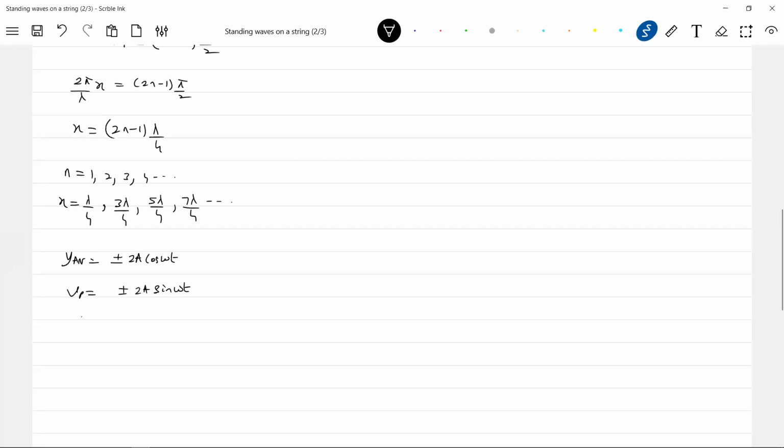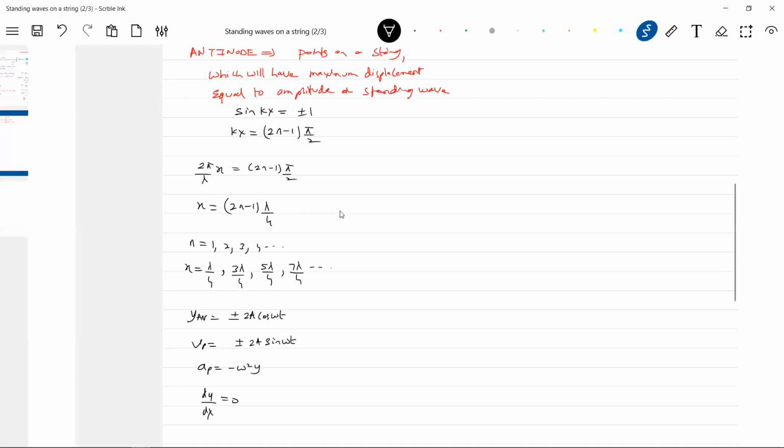What about the acceleration? Acceleration as usual, omega square y, that is. And what about the slope? Anybody? What should be the value of slope? It will be 0. At all times, the slope at that particular point will be 0. Okay, now we have some basic information, like points on a string.